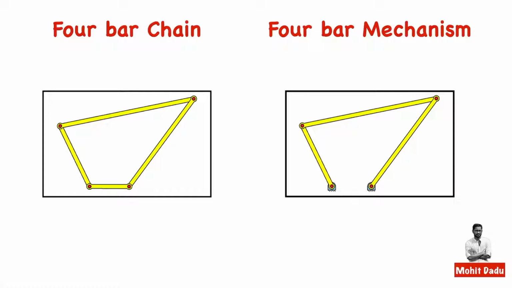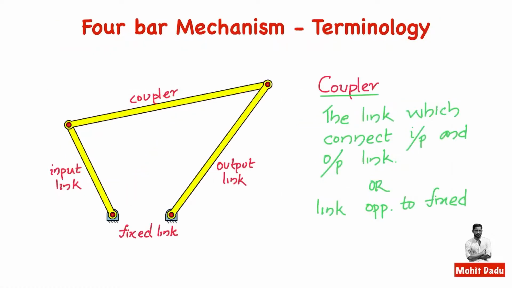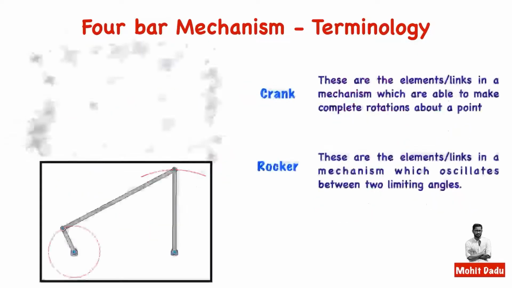Now we will look at the different terminologies used for this 4-bar mechanism. Here I am denoting this as the fixed link. Input motion is given to this link, which is known as the input link, and the output motion, the modified motion transmitted, is obtained at this link, which is known as the output link. There is a link connecting the input and output links, which is known as the coupler. The coupler is the link which connects the input and output links of a mechanism, or it is the link opposite to the fixed link in a 4-bar mechanism. So: input, output, coupler and fixed link.